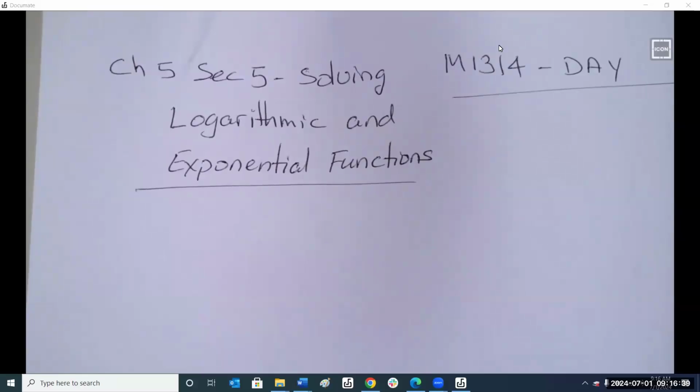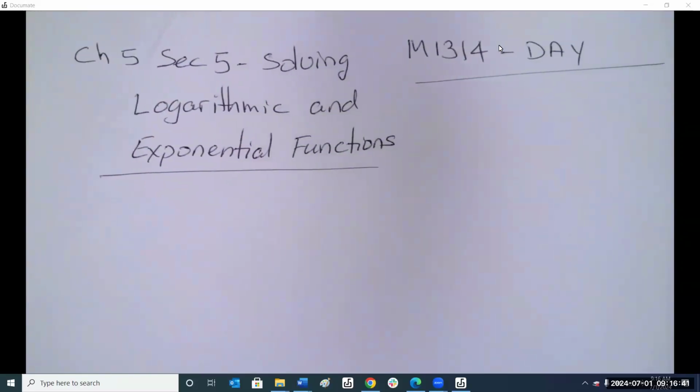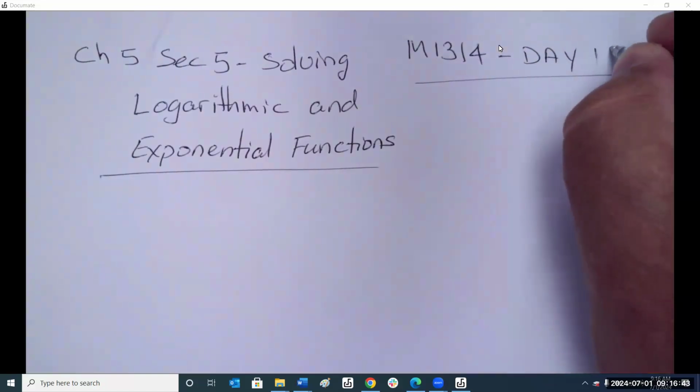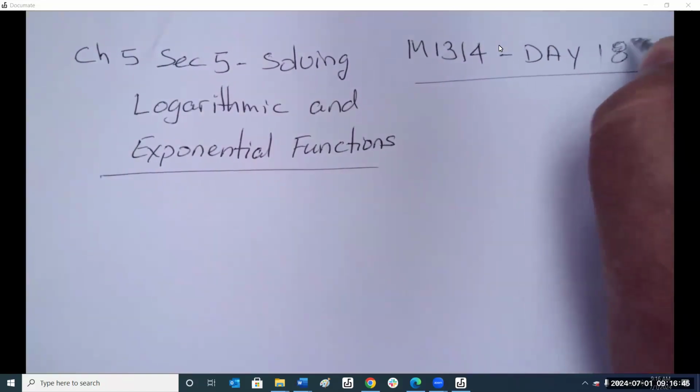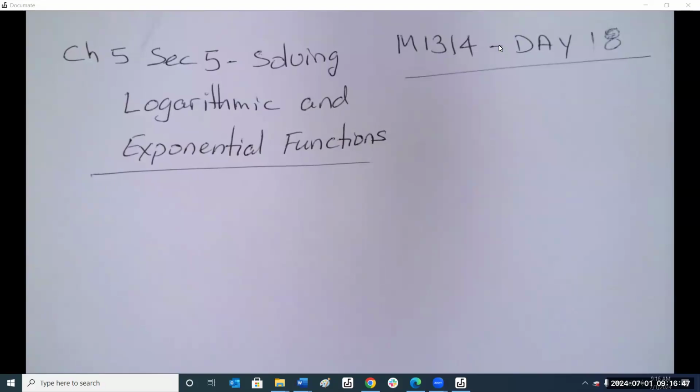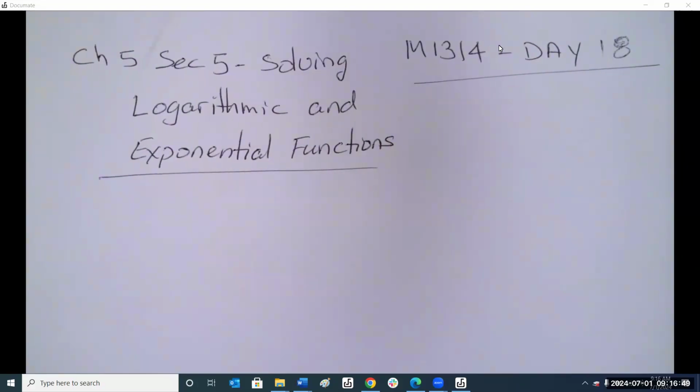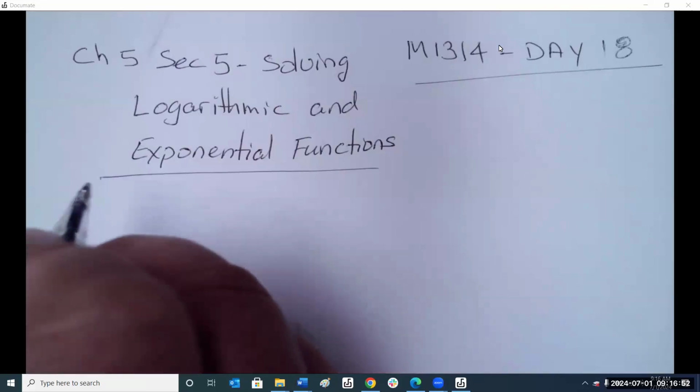All right, let's go ahead and finish chapter 5. This last section deals with solving logarithmic and exponential functions. We first have to talk about a couple of properties.